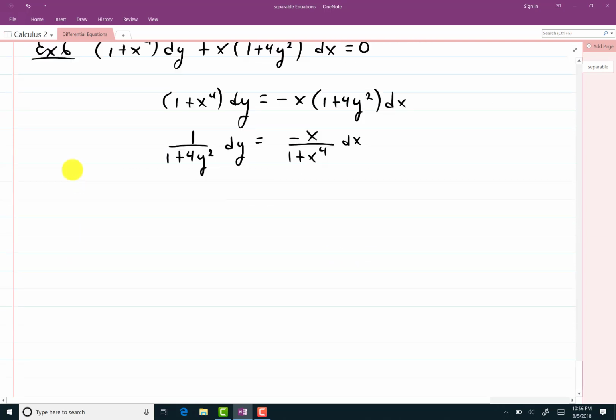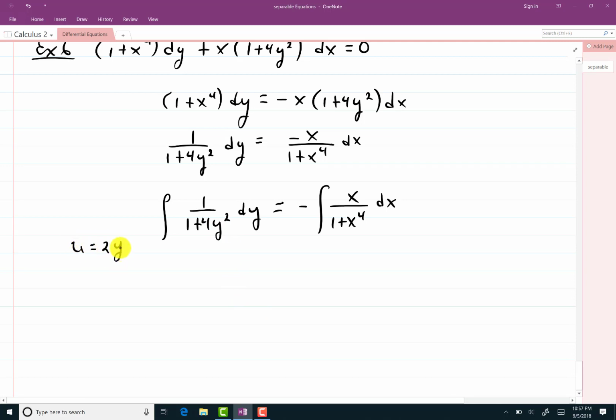And then let's go ahead and integrate. So on the left I'll get 1 over 1 plus 4y squared dy equals, and on the right I'll pull the negative out. I'll get x over 1 plus x to the 4th dx. So to solve these, they're both similar in a way. On the left side, I am going to let u equal 2y. That way 1/2 du equals dy. This is for the left-hand side. And so I'll get the integral of 1 over 1 plus u squared du, but don't forget this 1/2 out front.